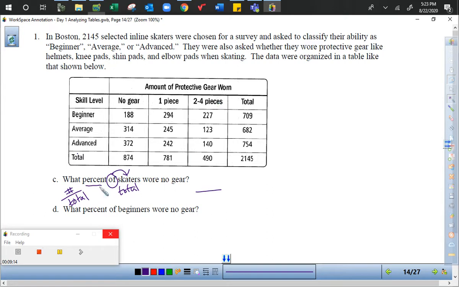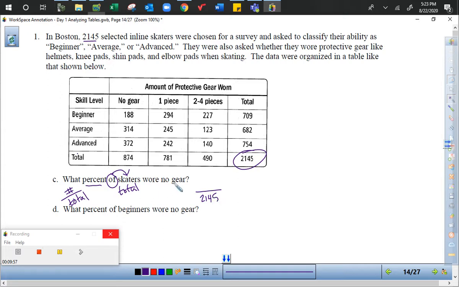So for us, it's just skaters in general. It doesn't say beginner skaters. It doesn't say skaters who wore no gear. It's just skaters. So that is all of those ones who were chosen. So 2,145. Now, of those, we're going to look at the top number. That always comes next. After this of, it'll tell you specifically who we are looking at.